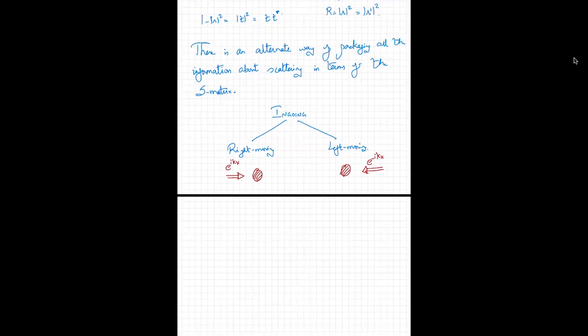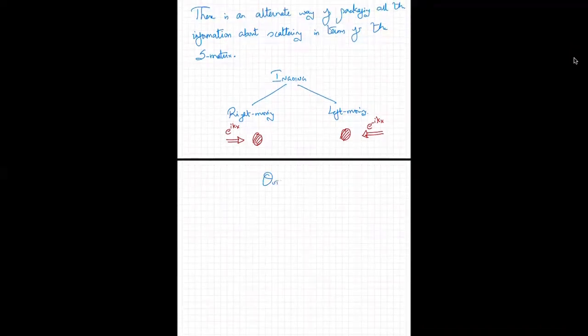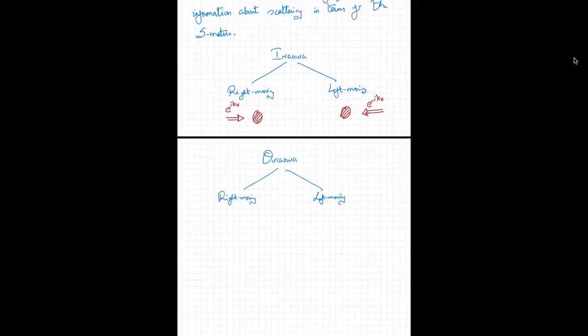Okay. So similarly, I can define two outgoing waves. Again, there is a right moving outgoing wave and a left moving outgoing wave. What does this mean? This means that a right moving outgoing wave is saying goodbye to the potential and moving towards the right like this. And a left moving outgoing wave is saying goodbye to the potential and moving in this direction. Okay.